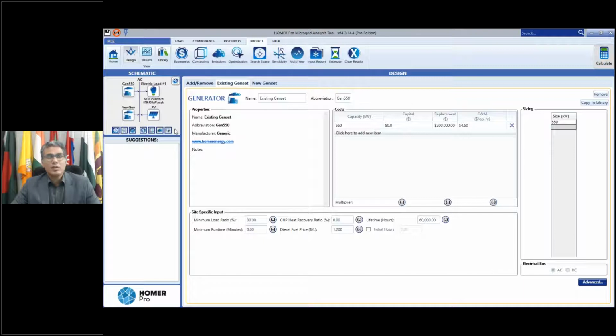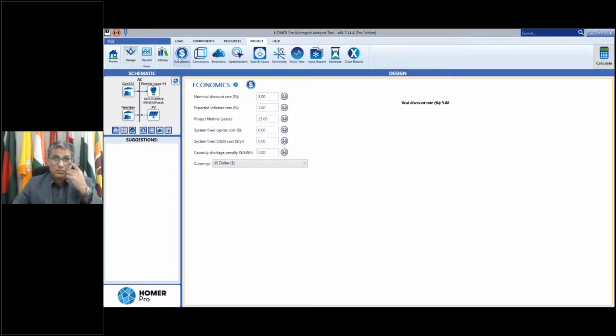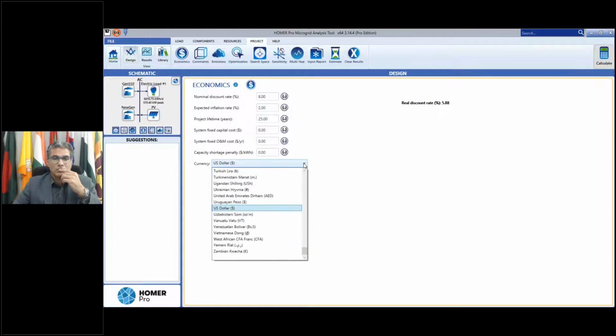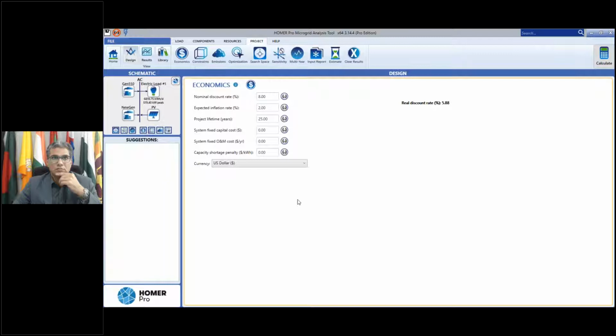And just for the information of the participant, can you show from where you can change the currency? Okay, yeah, so we can go to projects on the top. Then you can go to the economics, and you can see here currency. So I would recommend changing the currency at the onset of the project, so that everything will be under one currency.